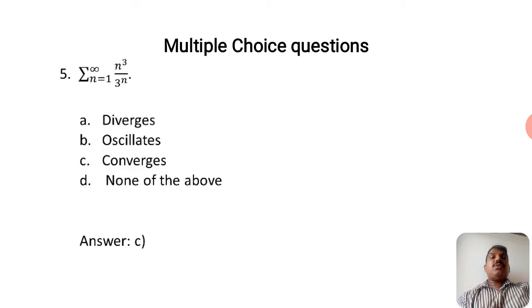Fifth one, sigma n equals 1 to infinity n cube by 3 power n. A diverges, B oscillates, C converges, D none of the above. Answer is C.